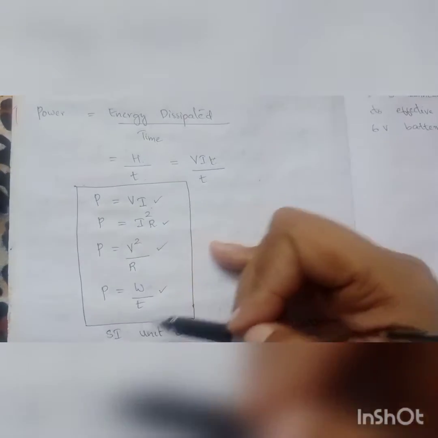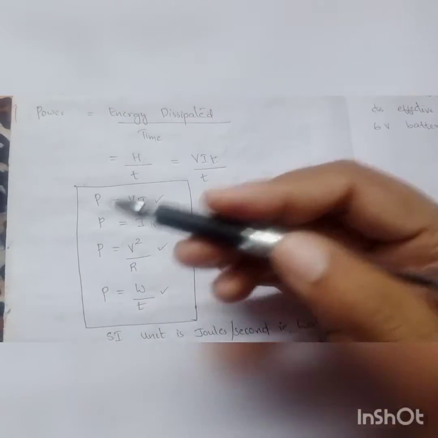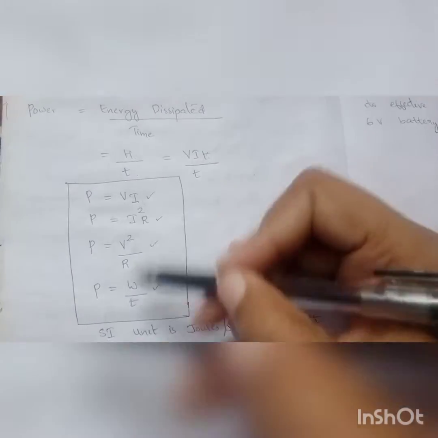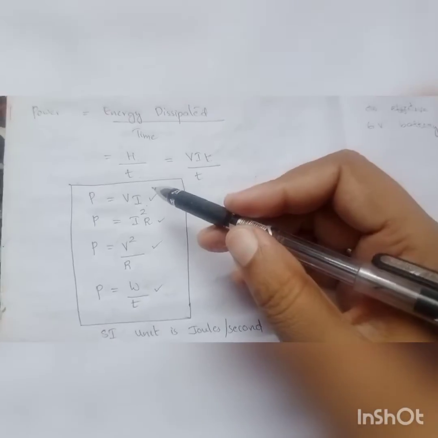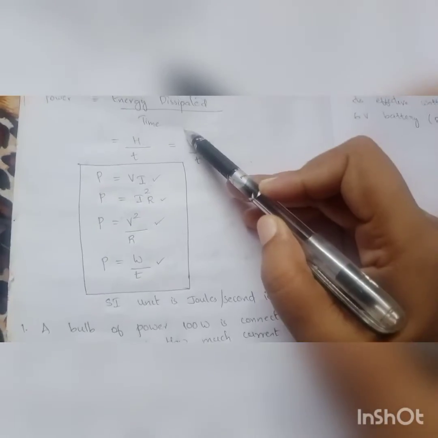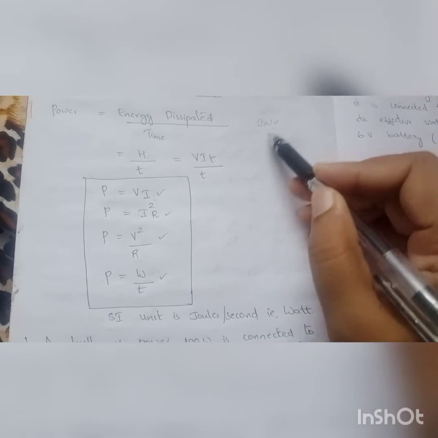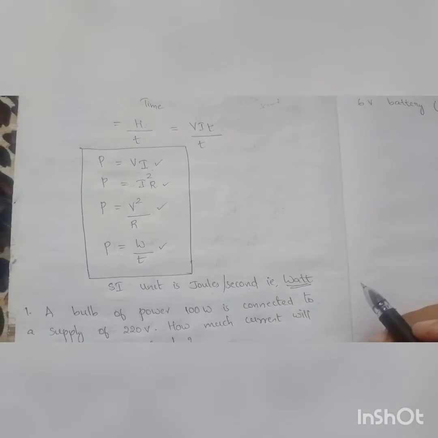We can make use of these important formulas to solve the numericals. According to the data given, we can make use of any of these four equations to find the answer. And the SI unit of power: it is energy by time. The SI unit of energy is joules, so the SI unit is joules per second, and it is also called watt. Joules per second is also called watt. So this is the SI unit of power.